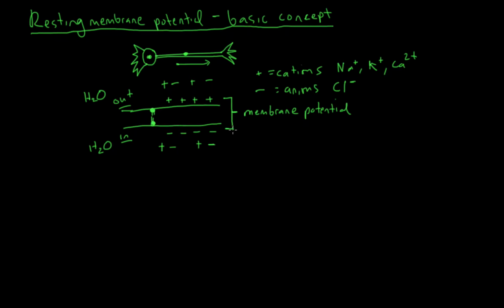And at rest, since we have more negative ions on the inside than on the outside, and we always define the membrane potential by convention to be inside with respect to outside, that's the convention that we use. So at rest, the membrane potential is negative on the inside with respect to the outside, and a value that is useful to know is it's usually around negative 70 millivolts.